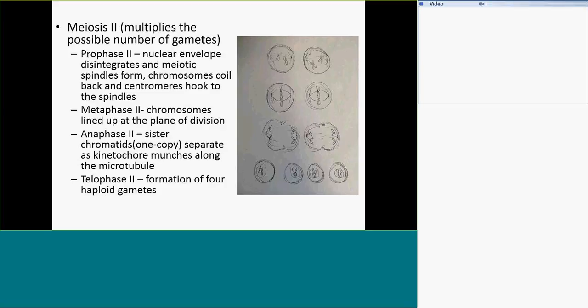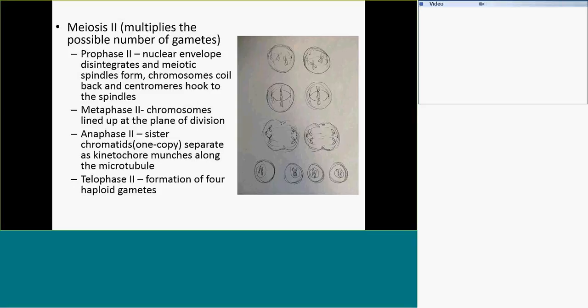In metaphase 2, chromosomes are going to line up along that plane of division again. In anaphase 2, those chromosomes are going to move apart. And now we have the chromosomes in a 1-copy, what we would call a chromatid state. And then lastly, in telophase 2, it's going to have 1-copy chromosomes that are in newly formed cells that we call gametes. And then cytokinesis ends with the formation of 4 haploid cells.